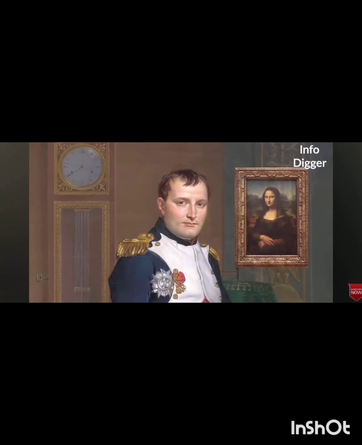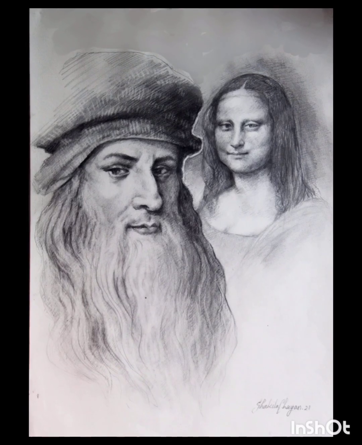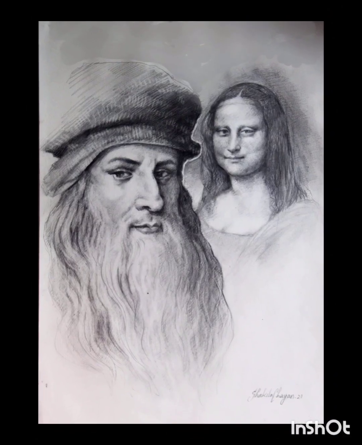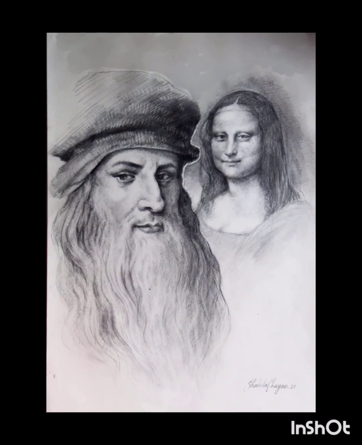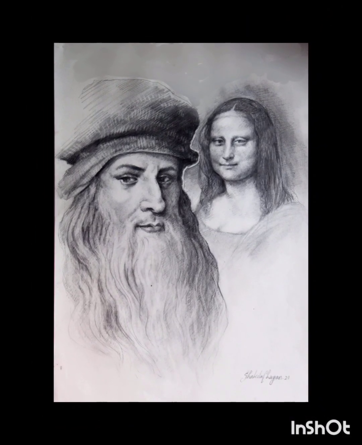In 1911, the painting was stolen, causing an immediate media sensation. Crowds gathered daily at the Louvre just to see the empty space on the wall where the painting once hung. The museum's director of fine arts resigned. Even poet Guillaume Apollinaire and artist Pablo Picasso were arrested as suspects.